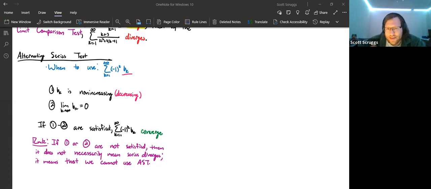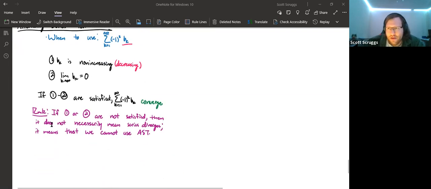For the alternating series test, if 1 or 2 does not satisfy, that does not necessarily mean that the series diverges. All that means is the alternating series test is inconclusive, and I need to try a new test. Any questions about that or anything I need to clarify? Okay.